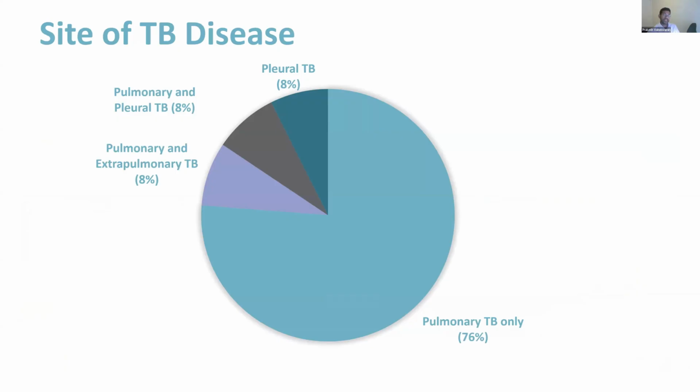The majority had pulmonary TB only, so that affecting the lungs, whilst 8% had pleural TB, so affecting the lining of the lung. A further 8% had both pleural and pulmonary tuberculosis. And finally, 8% had pulmonary tuberculosis with other sites such as gastrointestinal or lymph node involvement.